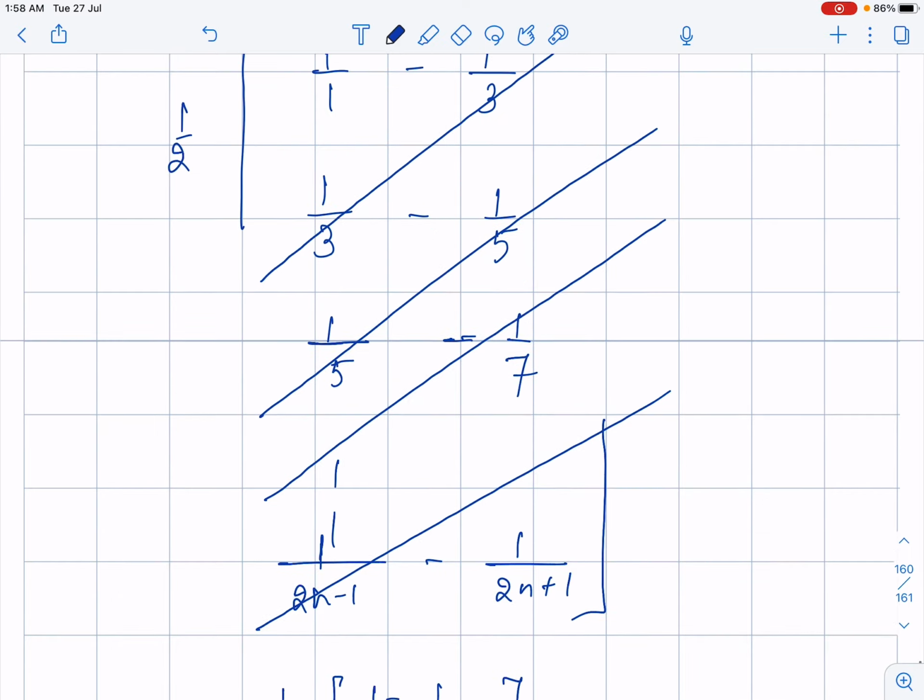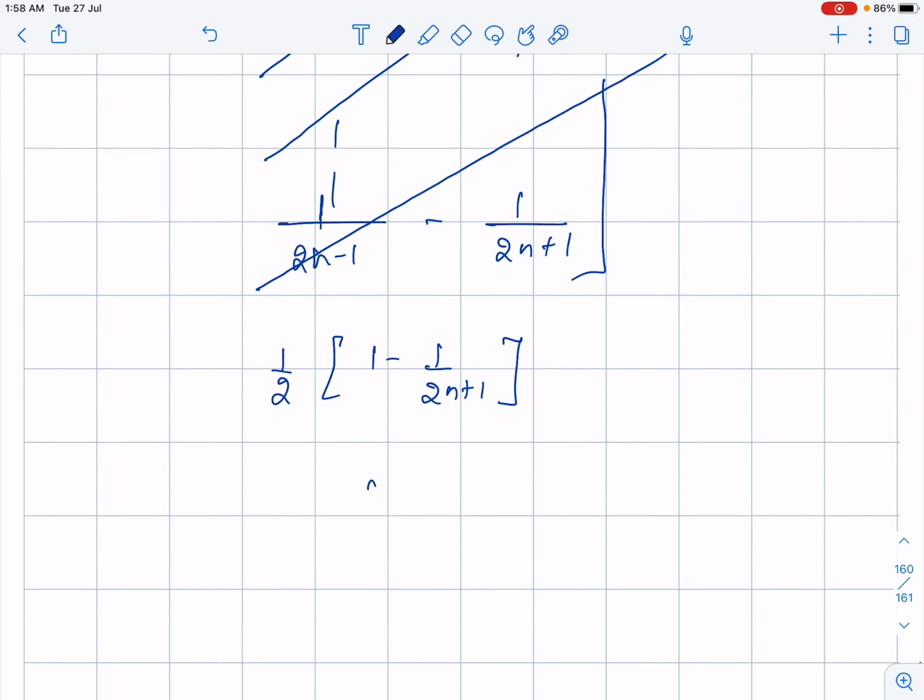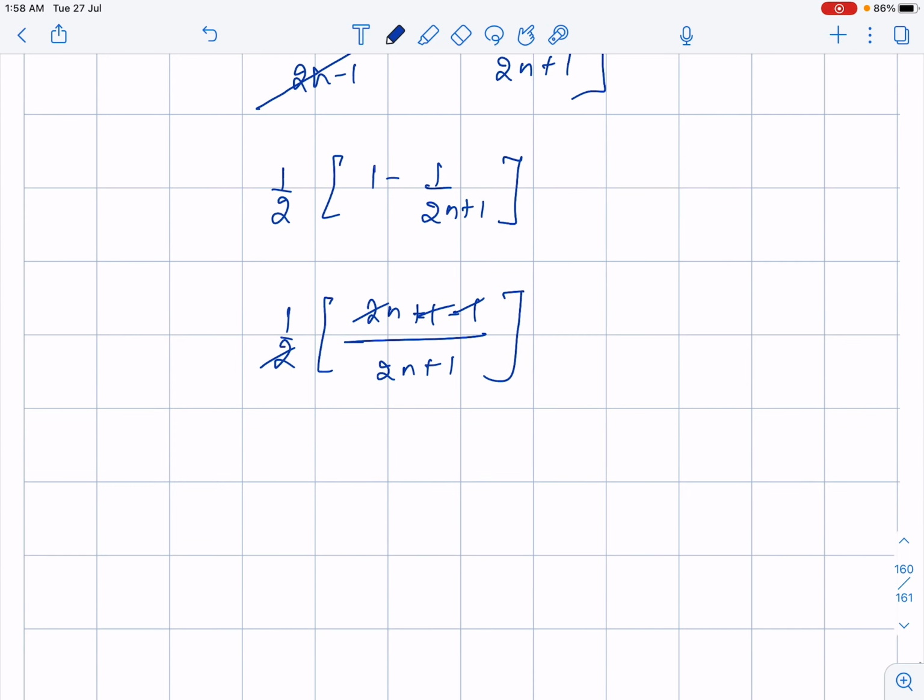Proceeding further, it can be written as (2n plus 1 minus 1) divided by (2n plus 1), and the whole of it is divided by 2. So plus 1 and minus 1 will be gone, 2 and 2 will be gone, so we will be left with n upon 2n plus 1. That is the sum of n terms of this series.